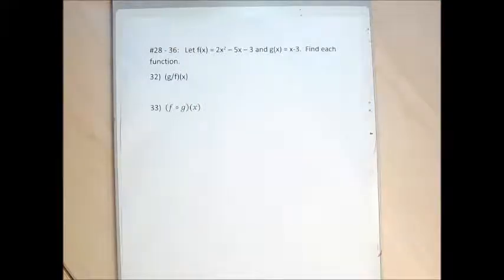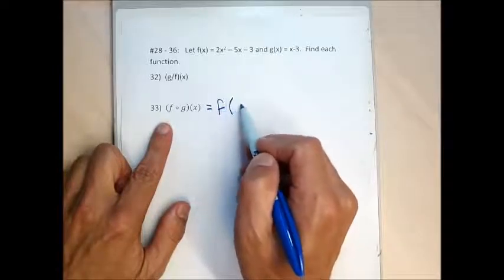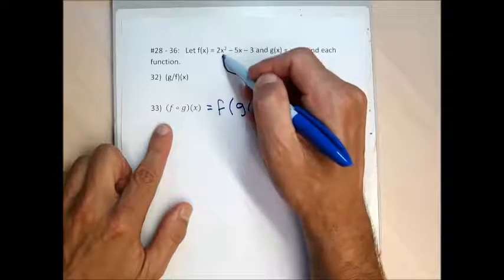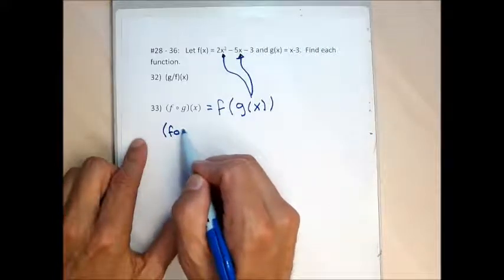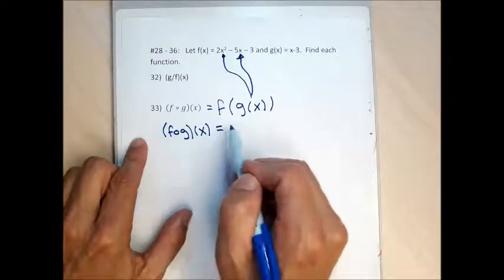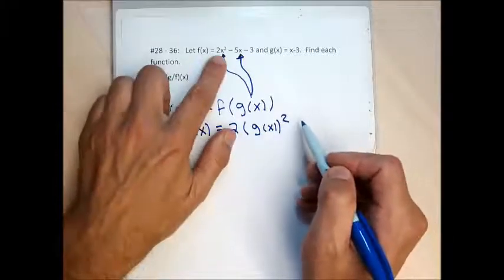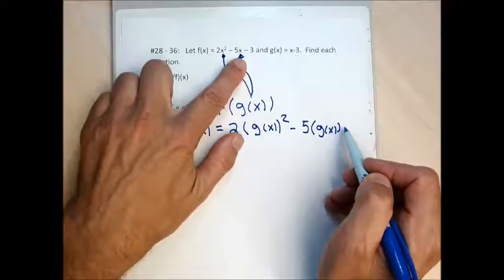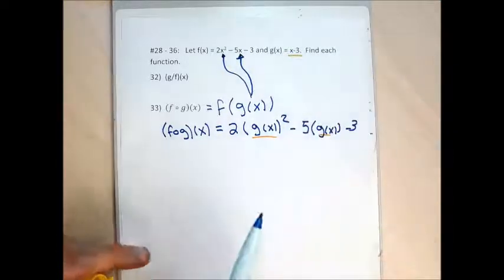32 and 33 look different enough that me doing 32 is probably not going to help you do 33, so let me do 33. 33 wants me to find f composed with g of x, and that means to find f of g of x. That tells me in the f function to change any x that's to the right of the equal sign to a g of x, so that f composed with g of x is going to equal 2 times g of x squared, changing that x to a g of x, minus 5 times g of x, changing that x to a g of x, minus 3. And now I'm going to change each of these g of x's to the right side of the g of x function, which is x minus 3.